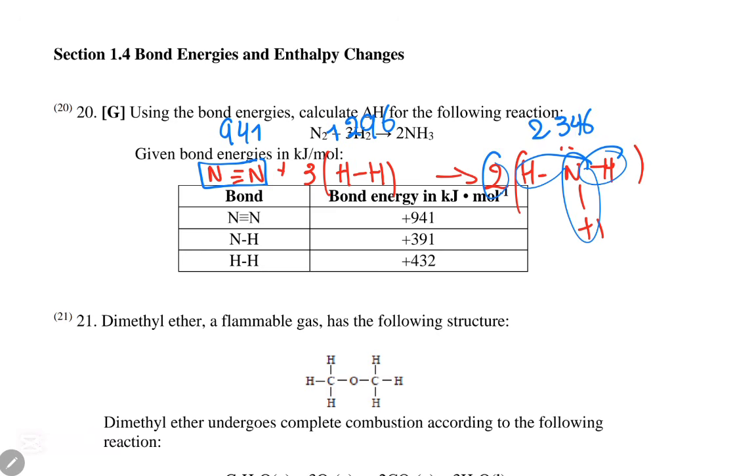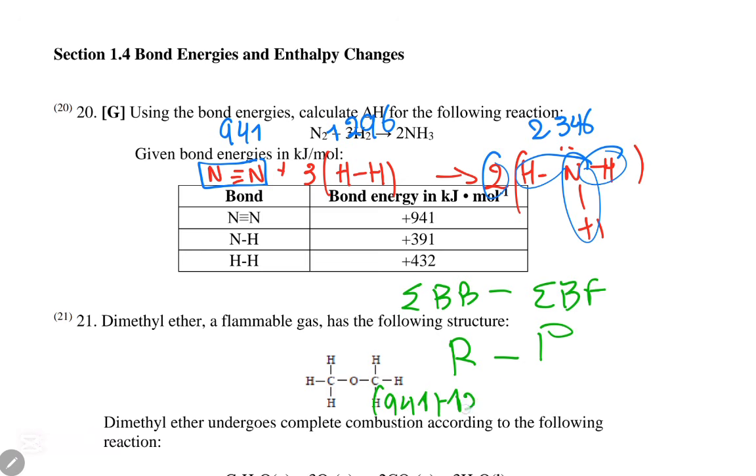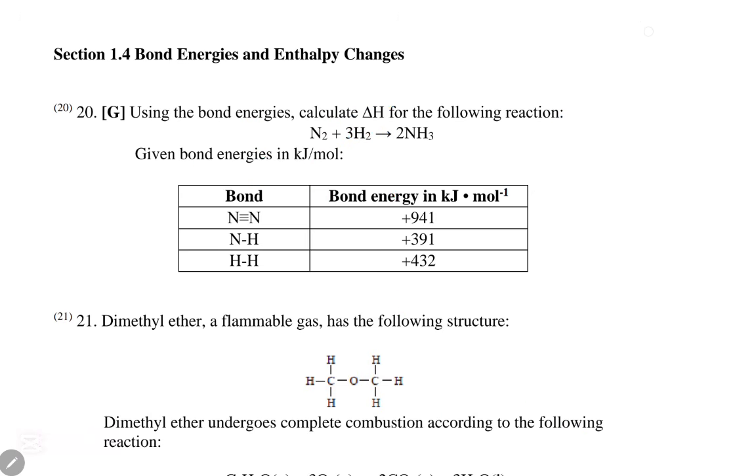So now what am I going to do? I'm going to do reactants minus products. Why? Because this is bond energy, so it's the sum of the bonds broken minus the sum of the bonds formed. So reactants minus products. So 941 plus 1296 minus 2346. You put it on the calculator. You will get an answer which is minus 109 kilojoules per mole. We'll move on to 21.